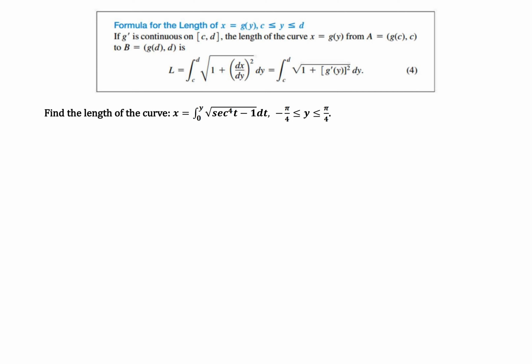We can take this formula for length of a curve and look at it when we have a curve that's defined as x equals g of y. So we're looking at it from the other perspective. And the formula is going to be much the same. The main difference is that instead of the derivative of y with respect to x, we're looking at the derivative of x with respect to y.